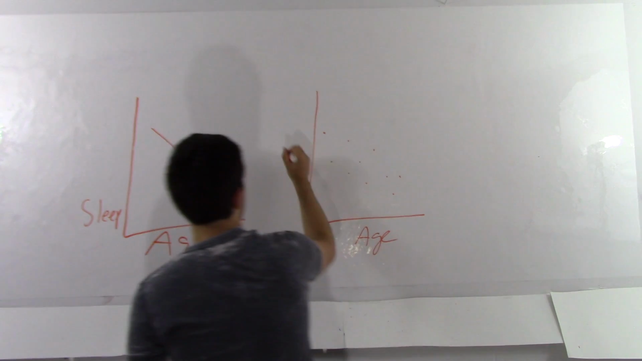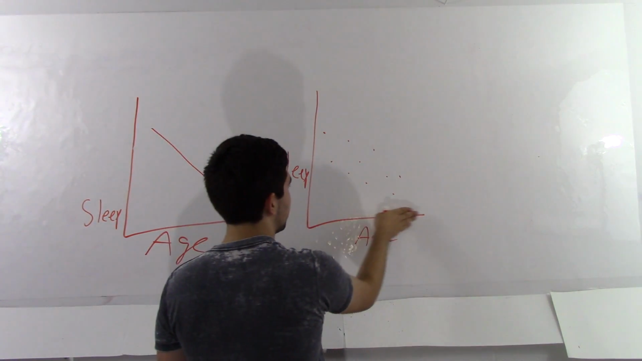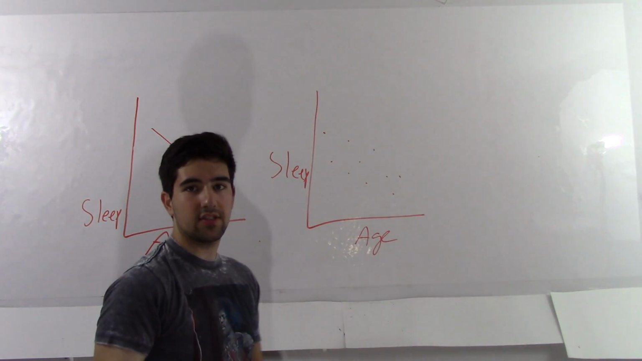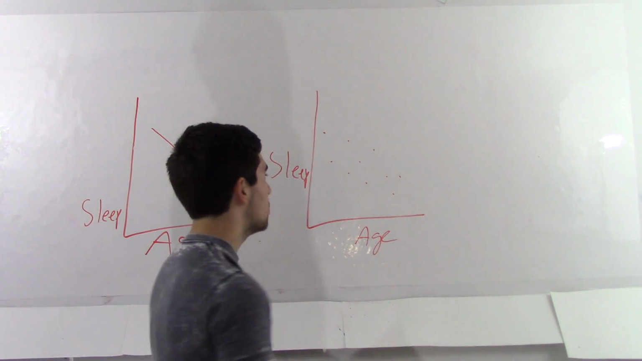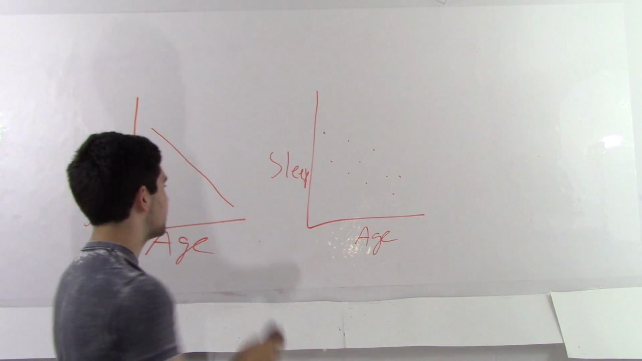If we surveyed a bunch of people with increasing ages, their sleep tends to decrease as they get older. And that's a trend we can find through a scatter plot. We're going to infer certain things like it's following a linear relationship.